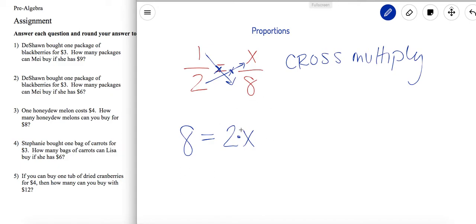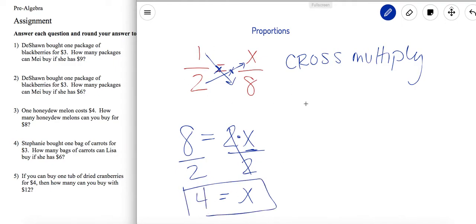Now, how do we get our x by itself? I hope at this point we know how to solve a problem like this. How do I get this x by itself? We need to do the opposite of what's happening to it. So if we have 2 times x, we're going to divide both sides by 2, and we get that x equals 4. Okay, so we know that 1/2 is equal to the same thing as 4 over 8. Notice how I substituted in 4 for x. So our answer is x equals 4.